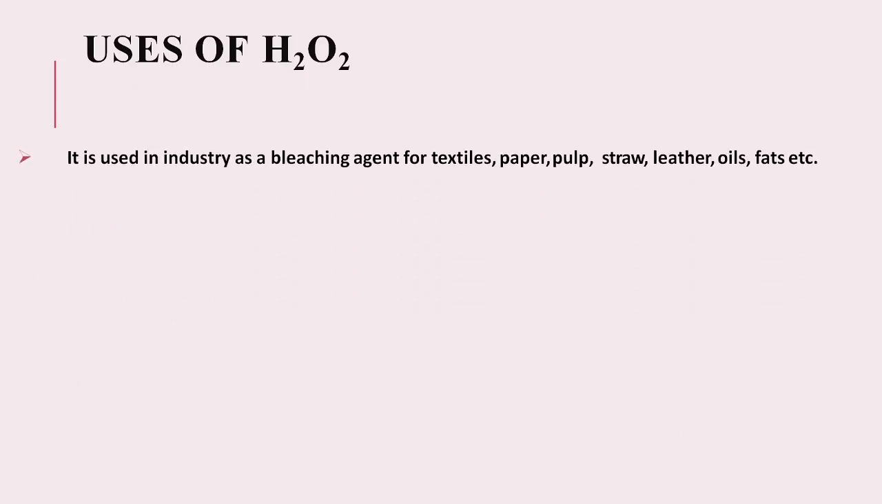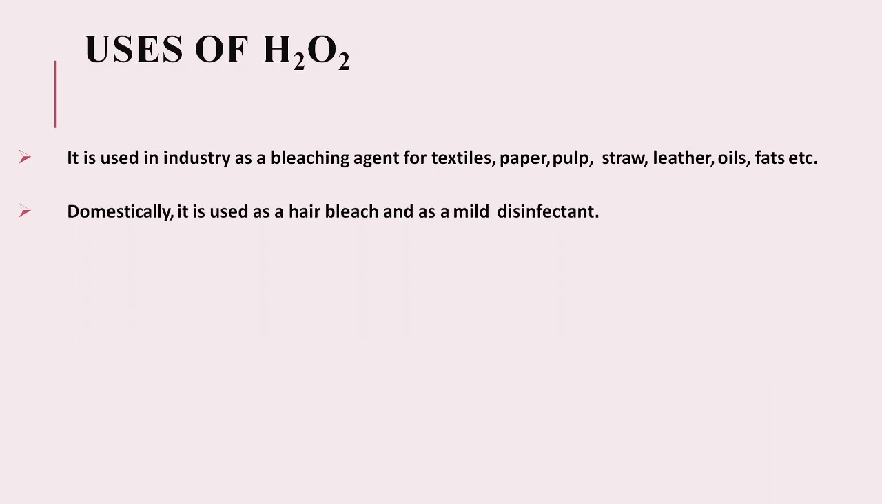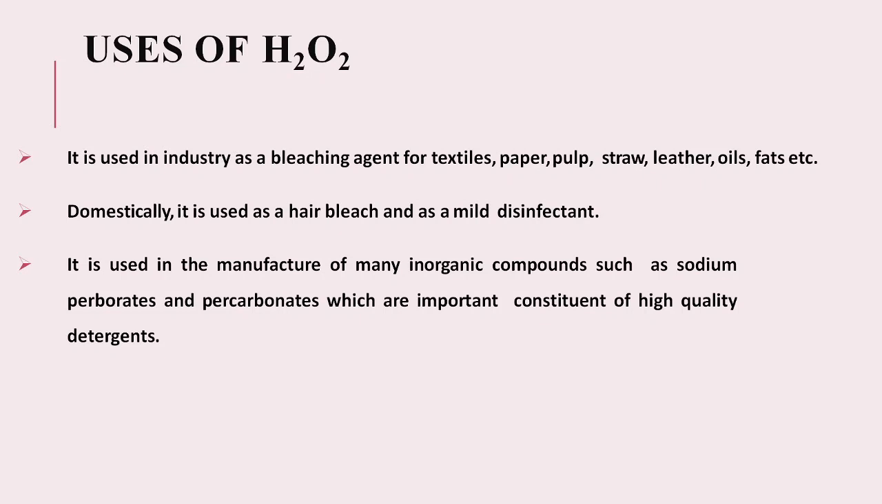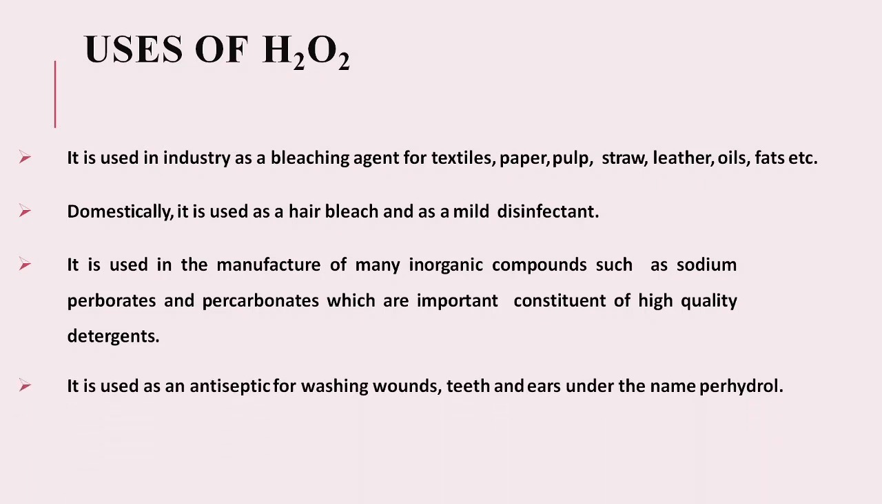Now, what are the uses of hydrogen peroxide? Mainly, hydrogen peroxide is used as a bleaching agent in the paper industry. Also, it is used as hair bleach and mild disinfectant. Disinfectant means it is used in mopping the floor of households and in hospitals. Next, it is also used in the manufacture of many compounds such as sodium perborates, and these perborates are mainly used in the manufacture of detergents.